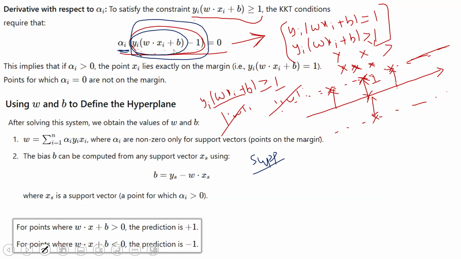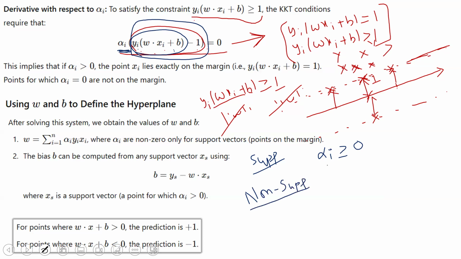When this term becomes 0, alpha i necessarily doesn't need to be 0. Alpha i can be greater than or equal to 0, right? There is no strict condition that alpha i has to be 0.